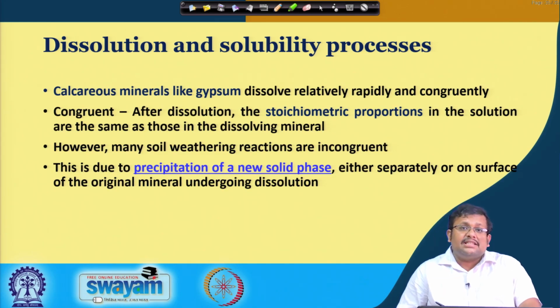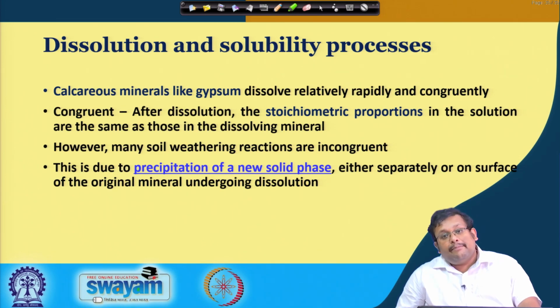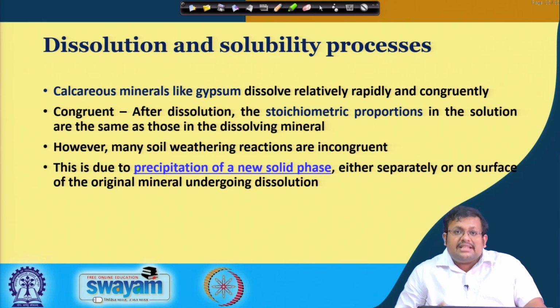Now, in case of calcareous soil, gypsum dissolves relatively rapidly and congruently. Now, congruent means after dissolution the stoichiometric properties in the solution are the same as those in the dissolving mineral. So, basically when calcium and sulphate combine together to form the calcium sulphate or gypsum, the stoichiometric proportion remains the same. So, this is how this reaction is known as the congruent reaction. However, many soil weathering reactions are incongruent also, and this is due to the precipitation of a new solid phase.